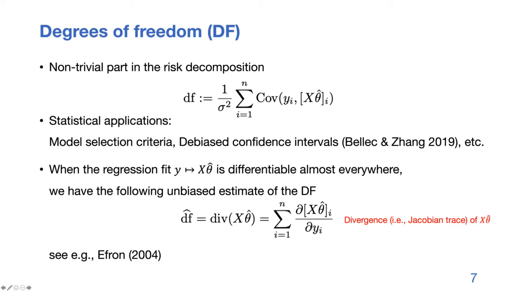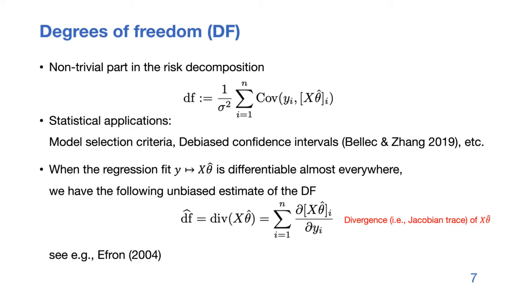I'm going to explain some basics of degrees of freedom. As I said in the previous slide, the non-trivial part in the risk decomposition is called the degrees of freedom. Formally, this is defined as the population covariance between the target variable y and the regression fit X theta hat, right? This can be interpreted as the effective number of parameters in the penalized estimator.